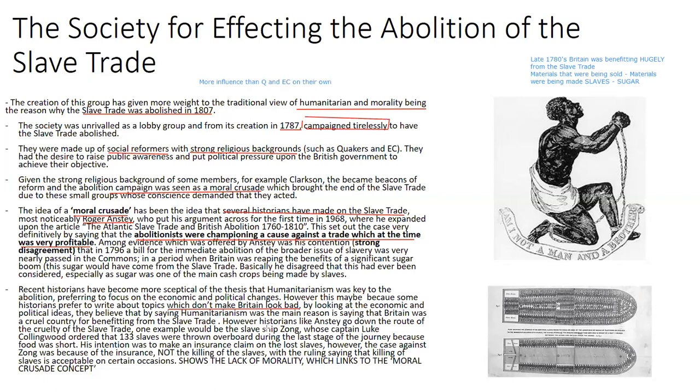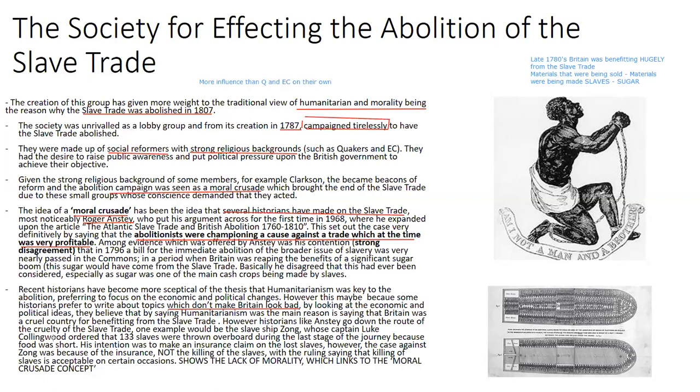But actually, it might be the case that they said this because they didn't want Britain to look overly bad by condoning a very cruel practice. These people believe that by saying humanitarianism was the main reason, you are saying Britain was a cruel country for benefiting from the slave trade. However, historians like Anstey go down the route that the slave trade was cruel, and that humanitarianism was key to pointing out how cruel it was.